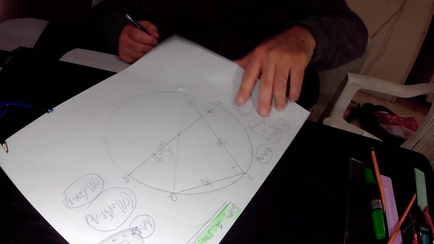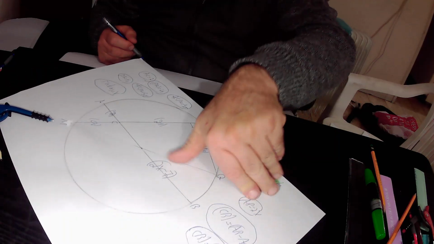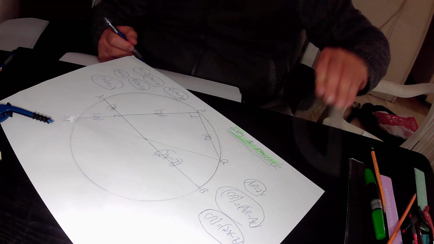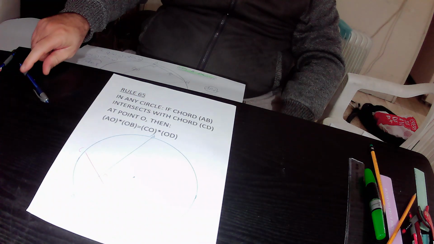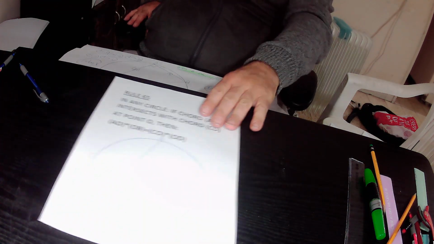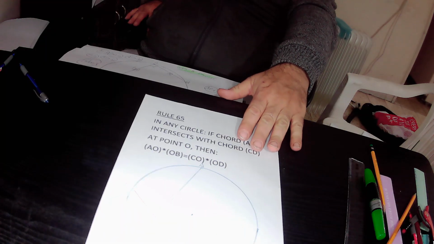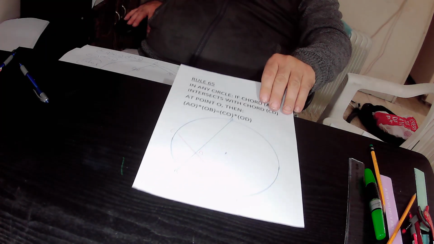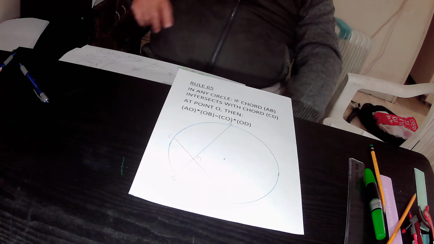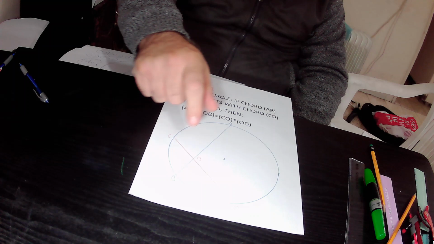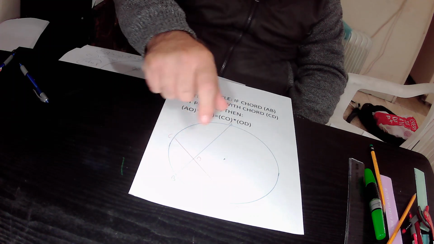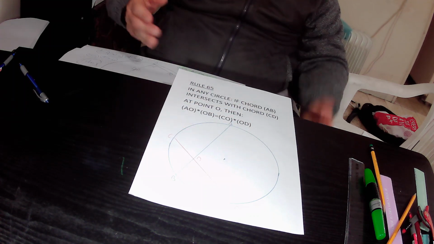So here we can implement rule 65 in our circle. Rule 65 is true in any circle, so this circle could be any circle. In any circle, if chord AB intersects with chord CD at point O, then the following equation is true: AO times OB equals CO times OD. Let me repeat the rule again.